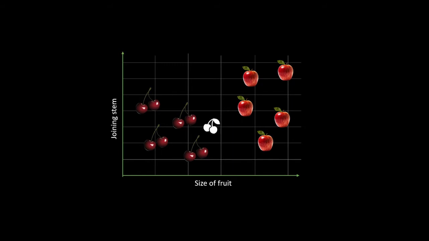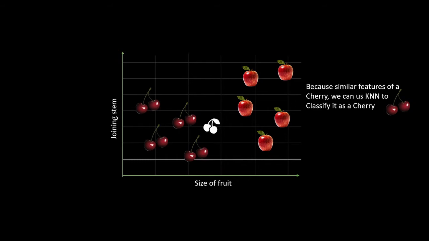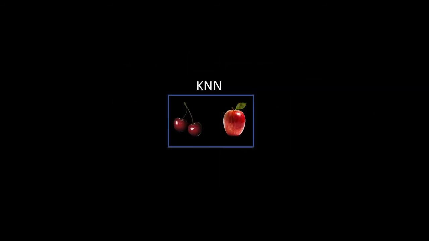And now, what about this? I've got this sort of unknown thing, and clearly you can tell that it's going to end up being a cherry. But because of the similar features of the cherry, we can use KNN to classify it as a cherry. Now focus on the features. Don't focus on what it actually looks like, because it does make a difference.